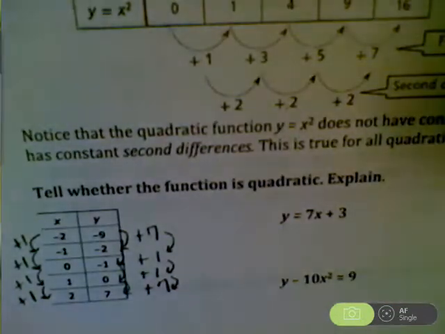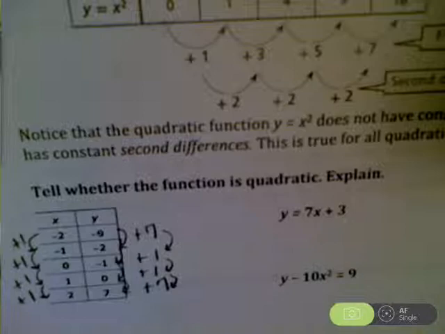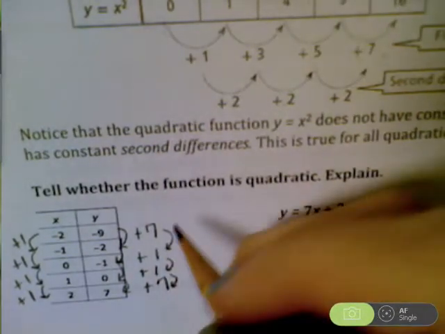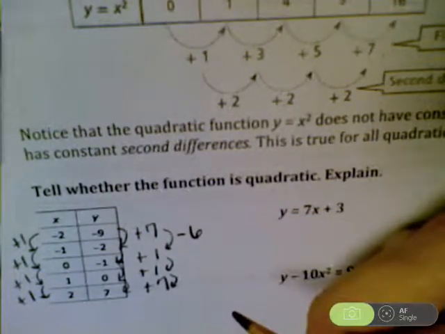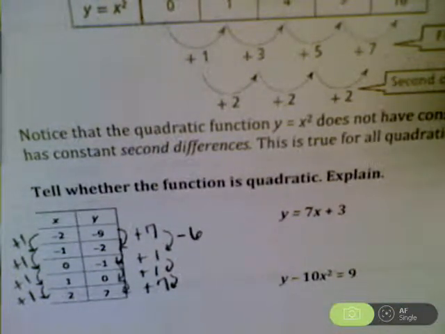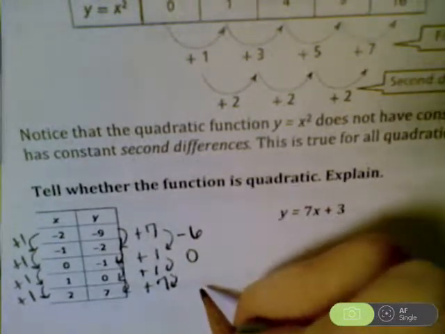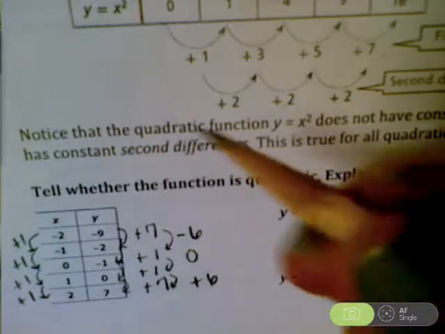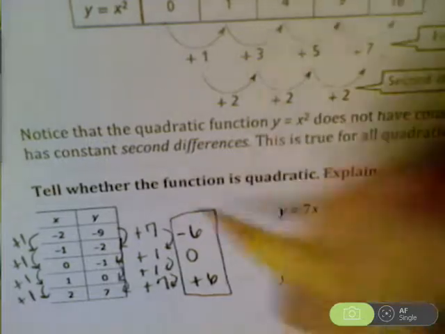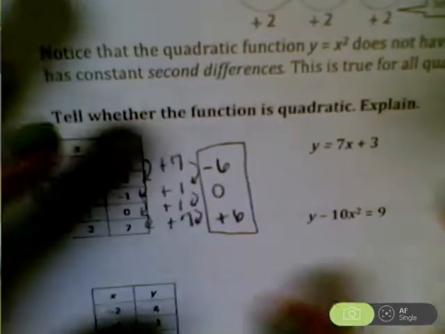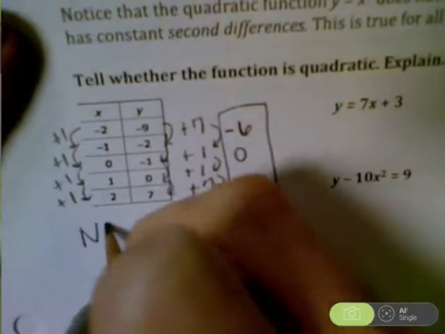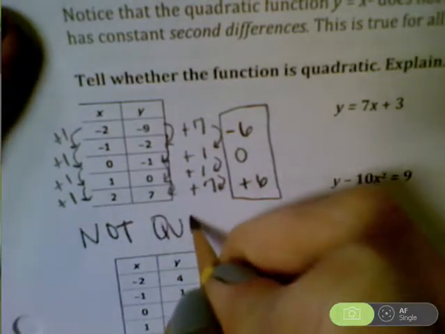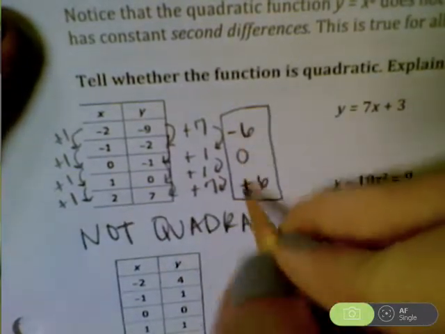What's the difference in positive 7 and positive 1? Positive 6 or negative 6? That's decreasing by 6. What's the difference between 1 and 1? 1 and 7? Positive 1 to 7 plus 6. So are these numbers the same? No. So this does not have a constant second difference, which is why it's not quadratic. If it was quadratic, then all of these numbers would be the same.